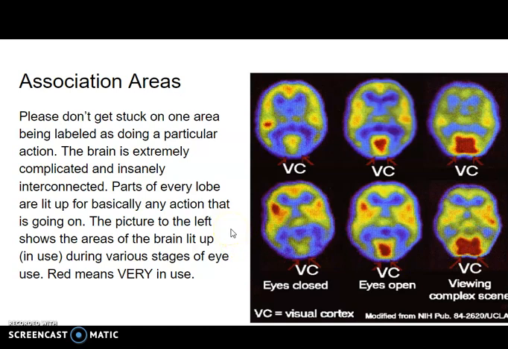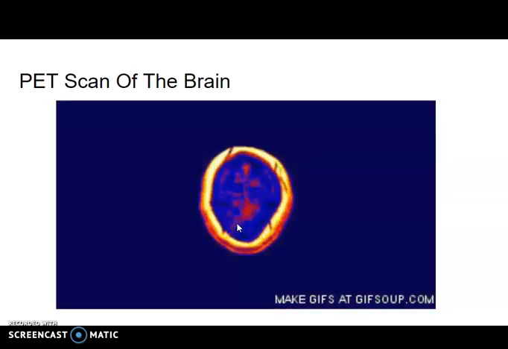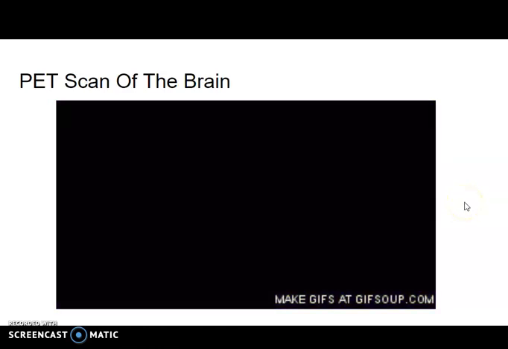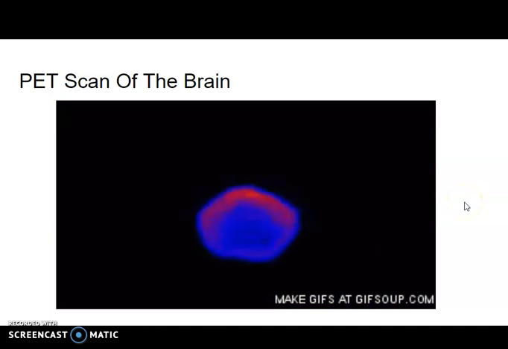All right, this is a PET scan of the brain. I think it's fascinatingly cool. You get a chance, go ahead and look that up. Look up different images of the brain online. Really, really, really cool stuff.